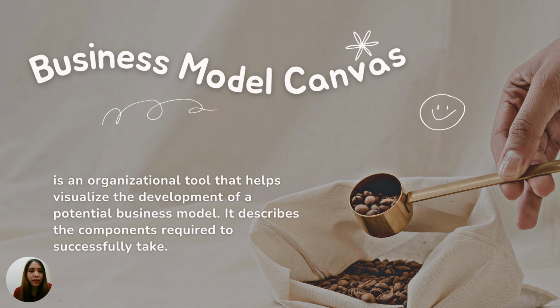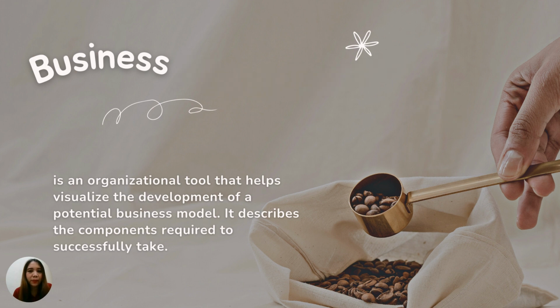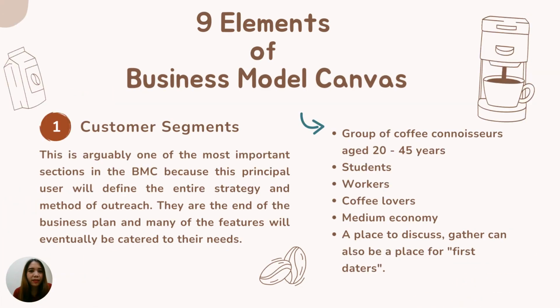Business Model Canvas is an organizational tool that helps visualize the development of a potential business model. It describes the components required to successfully take. There are 9 elements of business model canvas.